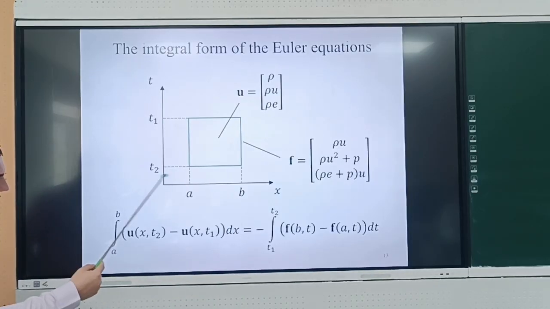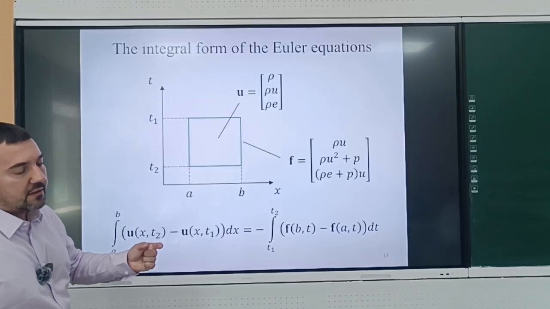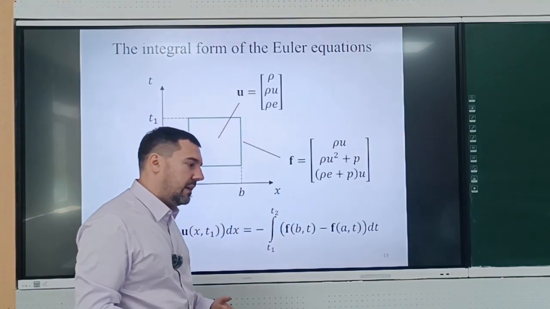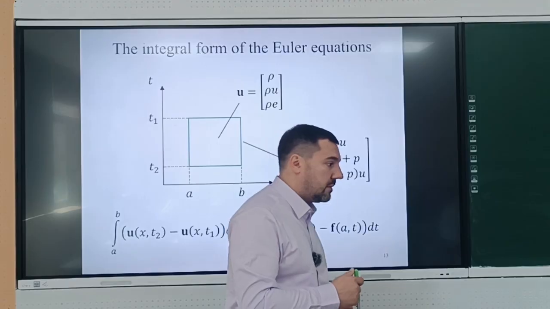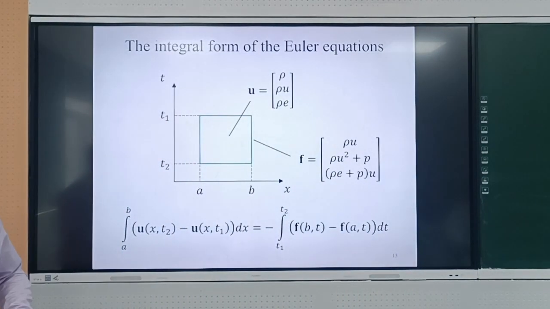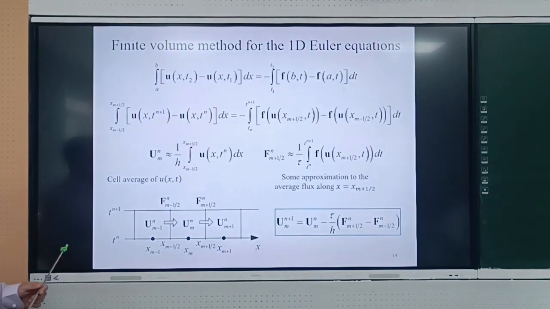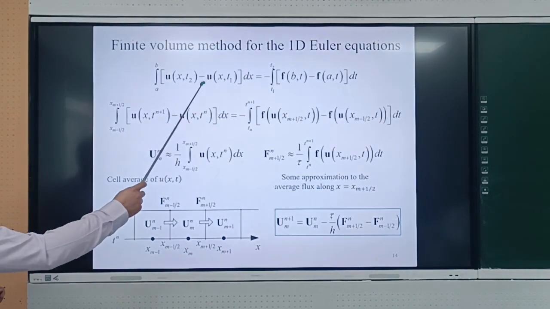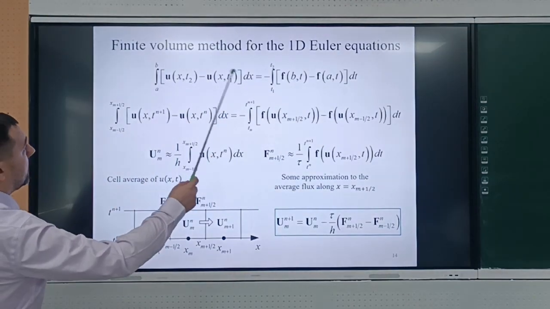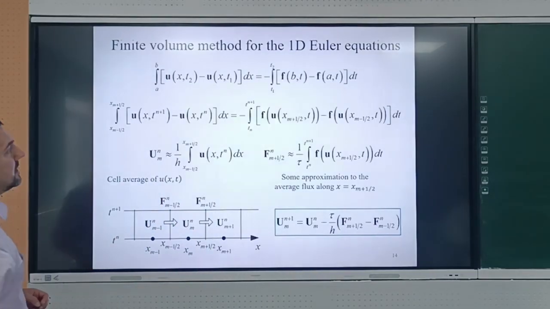So we will take this integral form of Euler equations and apply it to one computational cell. And this way, we will obtain the finite volume method. Now we would like to build finite volume methods for the Euler equations. For that, we should use the integral form of equations. So once again, this is the integral form of Euler equations written for an arbitrary control volume from A to B in x and from T1 to T2 in time.